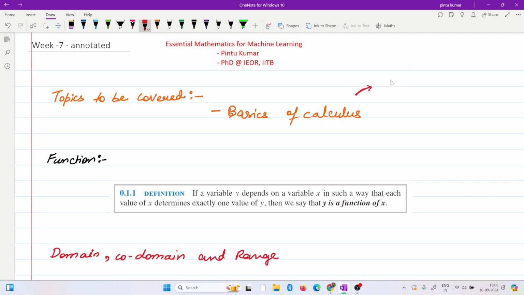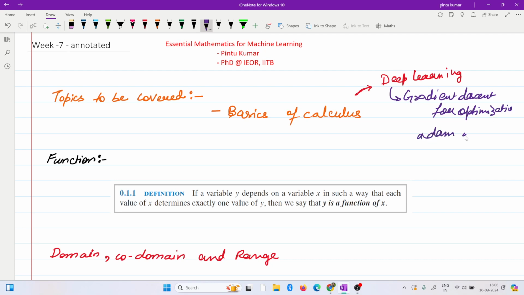If some of you are familiar with deep learning, most of the common deep learning architectures use gradient descent for optimization. You might have heard something like the Adam optimizer. So these things we are going to cover. How do you optimize? How do you get the best prediction? Those things we will cover.